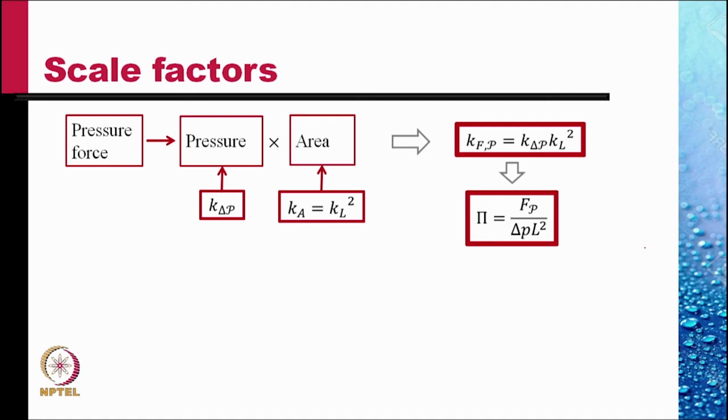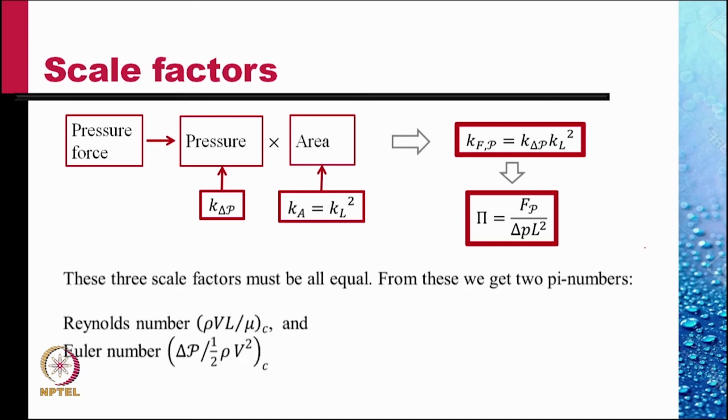Notice that we have converted P into script P, which is the non-gravitational pressure discussed earlier. These three scale factors must be equal. From these we get two pi numbers. The Reynolds number, rho V L by mu. It is assumed that all values are characteristic. The Euler number, delta P divided by 1/2 rho V squared. The 1/2 is there because of convention.